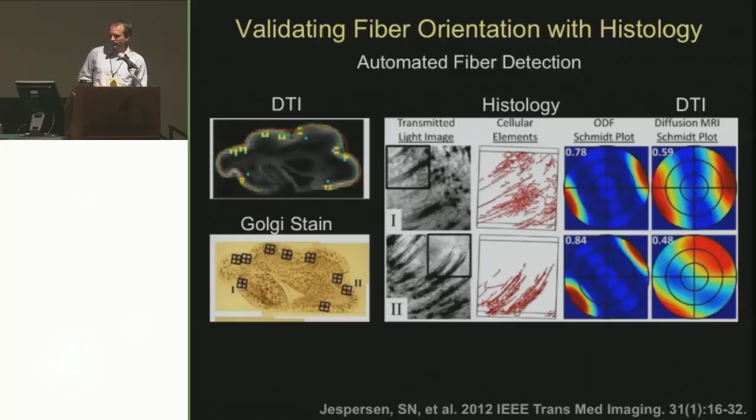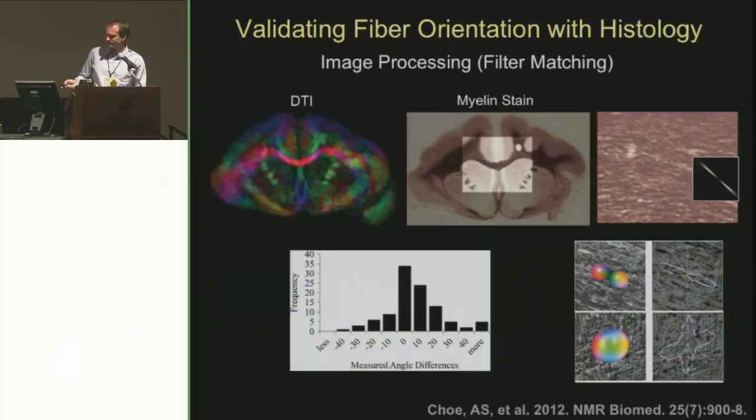More recent work, Jespersen et al., along with Chris Kroenke, have looked at DTI and compared that to, in the developing cortex, using a Golgi stain. Golgi stains only stain a selected number of the neurons within the tissue, so they were able to quantitatively take those stained neurons and through some algorithms extract those from the histological images. And then on the right, they show their histological ODF on the Schmidt plot compared to their DTI. And in general, they found pretty good agreement, both in the orientation and the dispersion here.